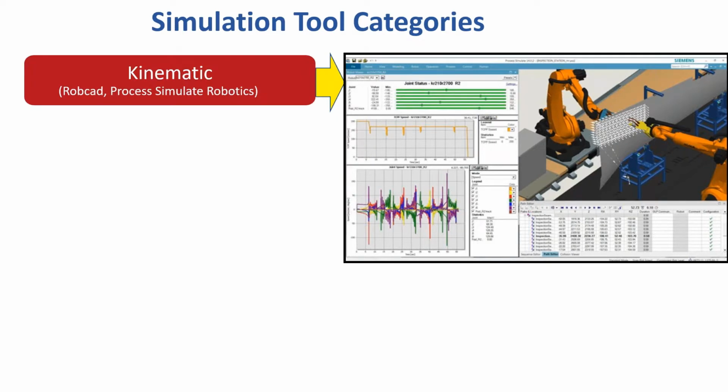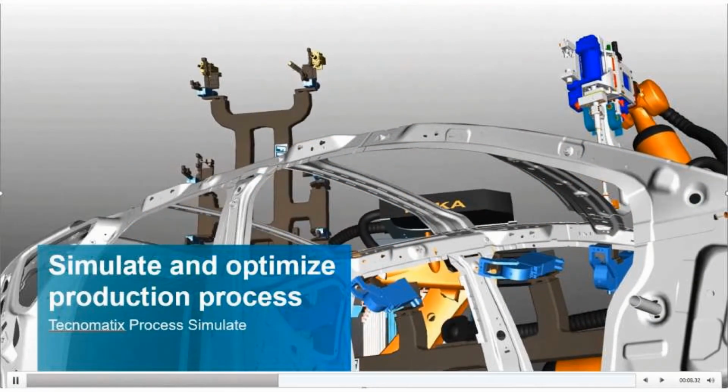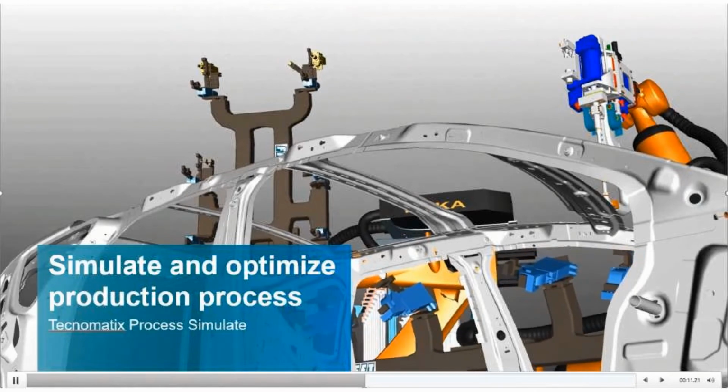Kinematic tools like Siemens Kinematic's RobCAD and Process Simulate Robotics let you perform offline programming, analyze the real-time motion of robotic work cells, optimize cycle times, optimize welding sequences, and increase process quality. It even added spray painting simulation capabilities recently. The next slide is a short but sweet video showing Process Simulate modeling robotic stations in an automotive body shop. Notice that it's very detailed, down to the clamps.